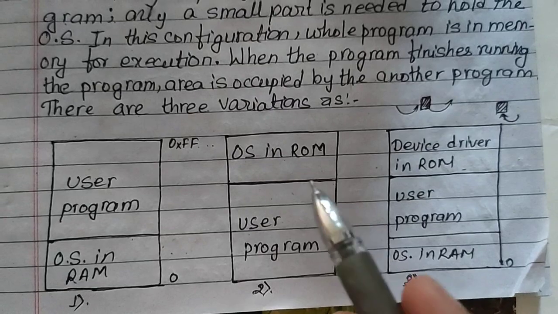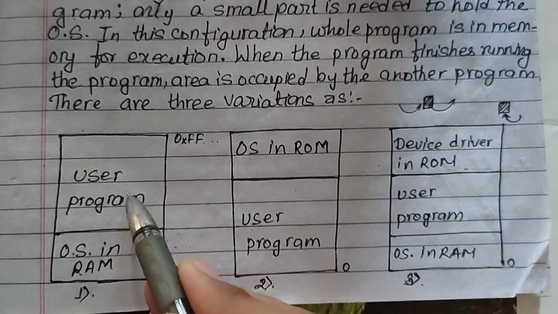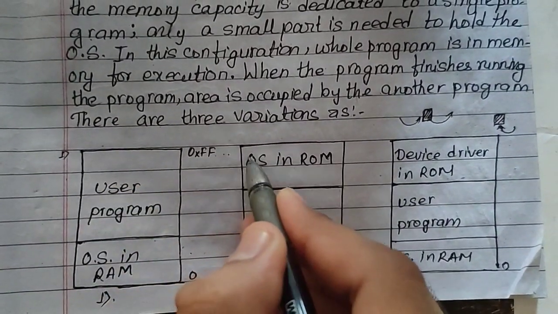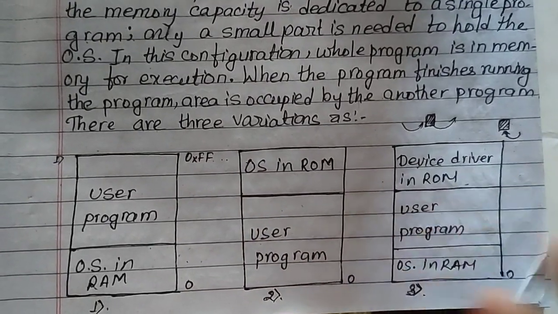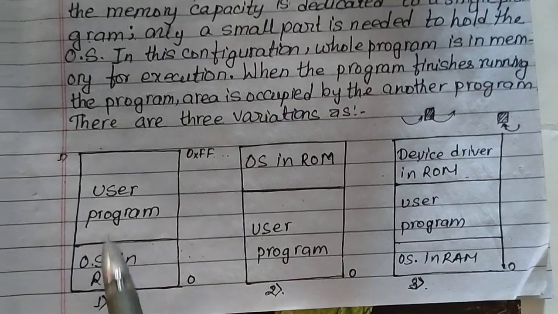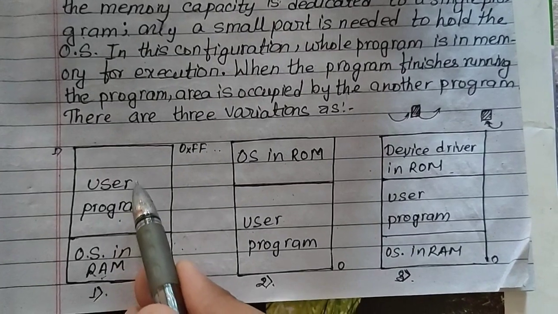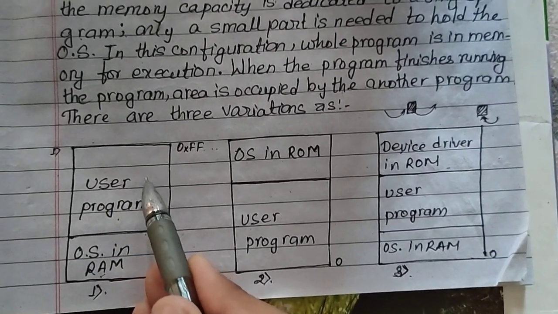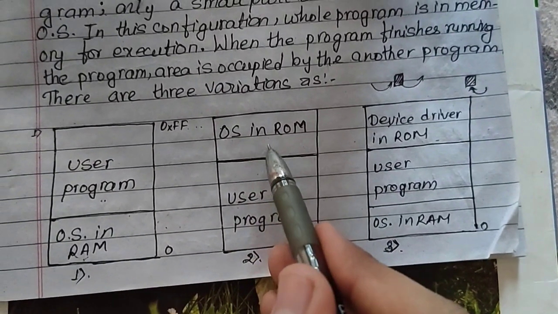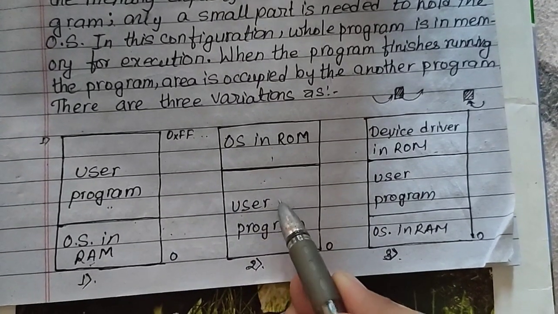Monoprogramming consists of three variations, as in this figure. Suppose this is configuration first, this is configuration second, and this is configuration third. In the first configuration, the operating system is in RAM below the user program. In the portion of RAM above the operating system, there may be a user program. In the second configuration, the operating system is in ROM and below it there is the user program.